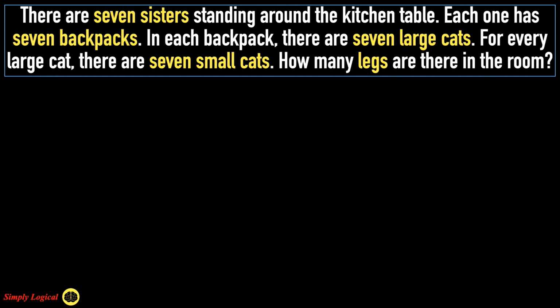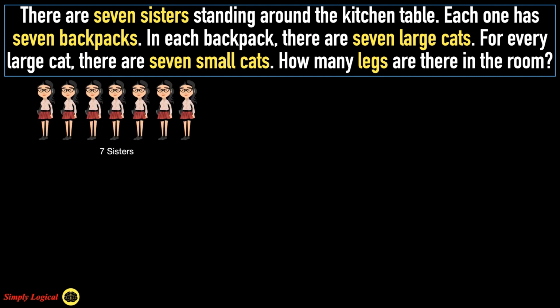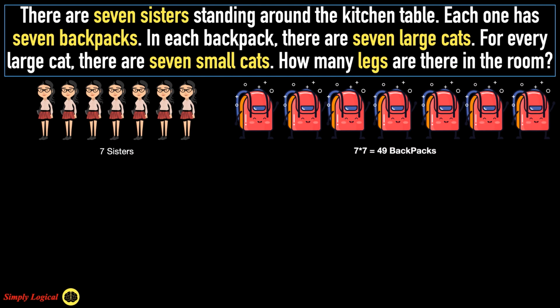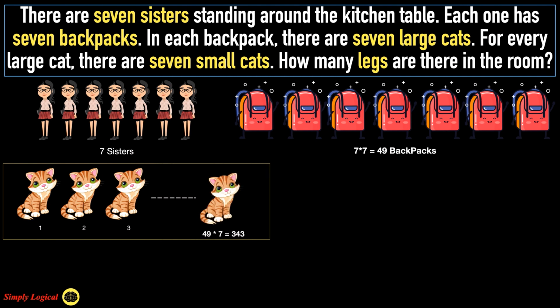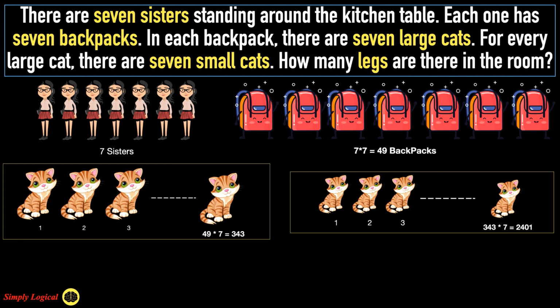According to the riddle, there are 7 sisters around the table, thus there are 7 girls. These 7 girls have 7 backpacks each, therefore there are 49 backpacks. In each backpack, there are 7 big cats, therefore the total number of big cats is 49 times 7, which is equal to 343. And for each big cat, there are 7 small cats, therefore the total number of small cats is 343 times 7, which is equal to 2401 small cats.